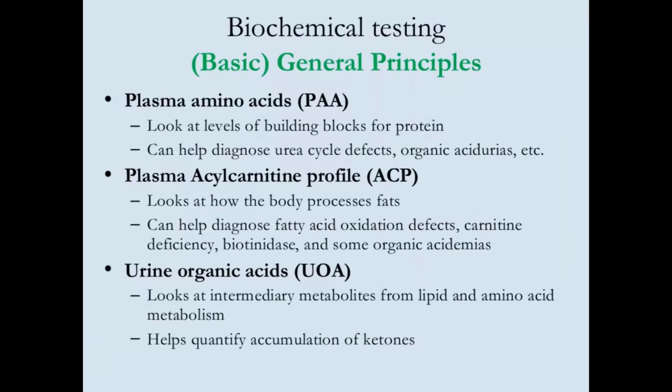Some more general principles regarding testing. So these are biochemical tests that are generally ordered at first glance when you see a child in whom you suspect an inborn error. And I'll just talk about basically what these mean. So plasma amino acids are often ordered, and the way I think about that is this is a test that basically looks at the building blocks of protein in an individual's body.